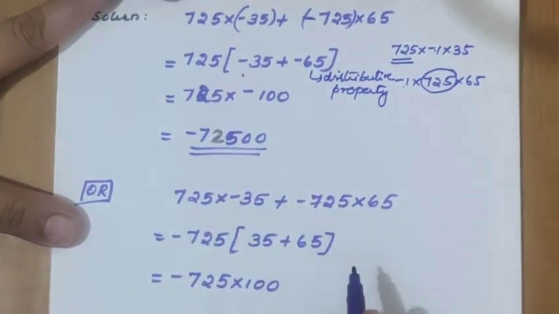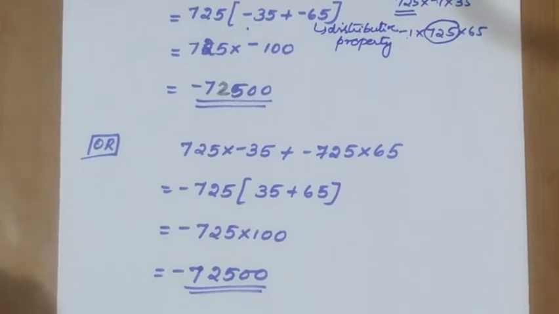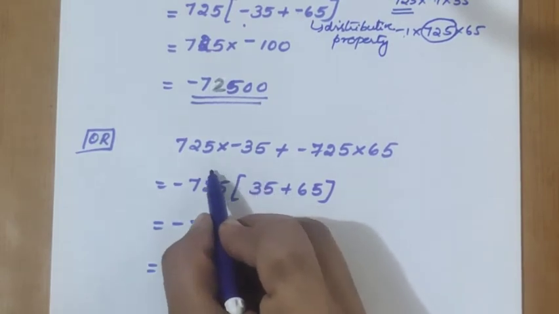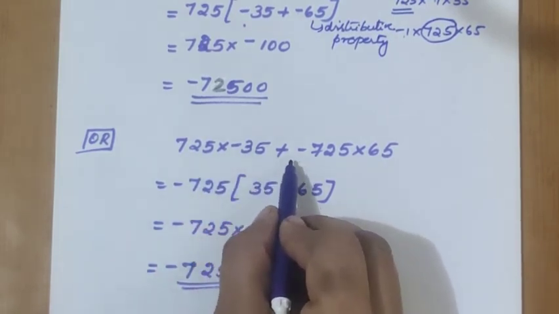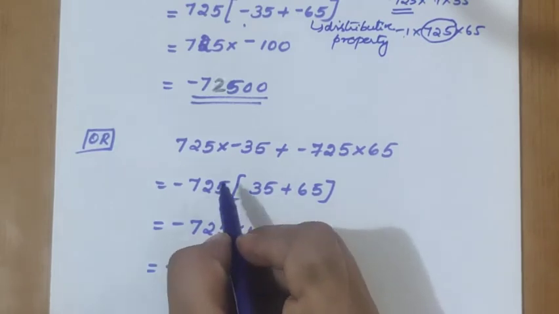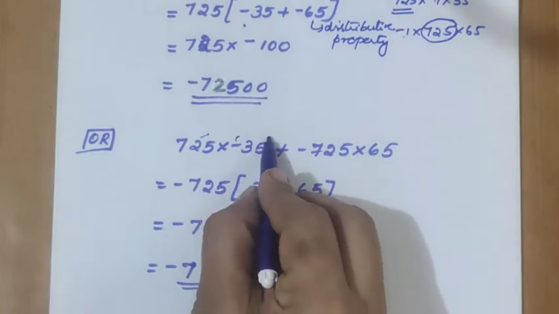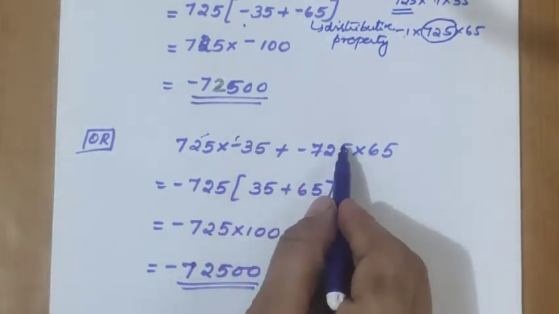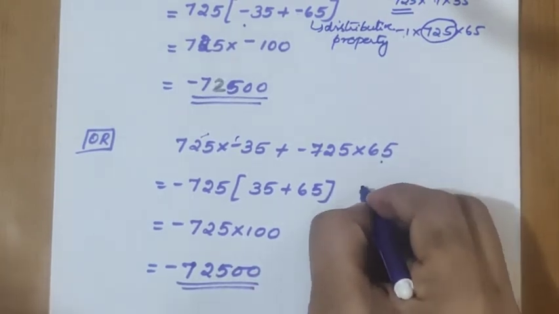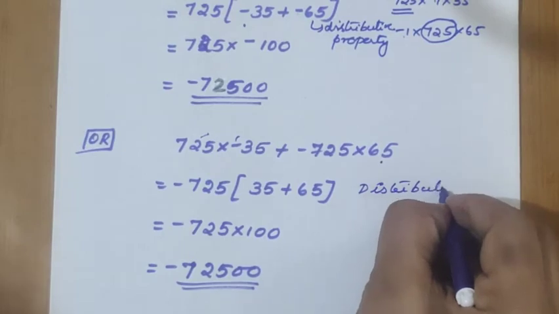Now the same question we can do in a different way also, because some children may want to take out minus 725 instead of 725. Let us see the steps now. 725 into minus 35 plus minus 725 into 65. So minus 725 we are taking. That means 725 is gone and the minus sign is also taken out. So what is remaining? Only 35. Minus 725 is already taken out. So what is remaining? 65. So write the reason clearly here also. What is the reason? Distributive property.